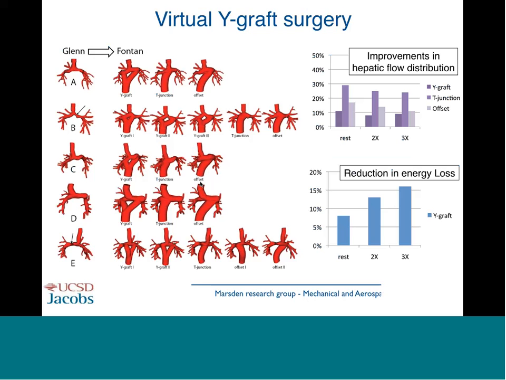I just wanted to give you an idea of the type of virtual surgery that we performed. What you have here are 5 stage 2 Glenn patients. These were constructed directly from image data for the Glenn surgery. And then we virtually converted these, for each patient, using several different surgical options. So we performed a virtual surgery. Each patient had a Y-graft, a T-junction, and an offset in simulation.